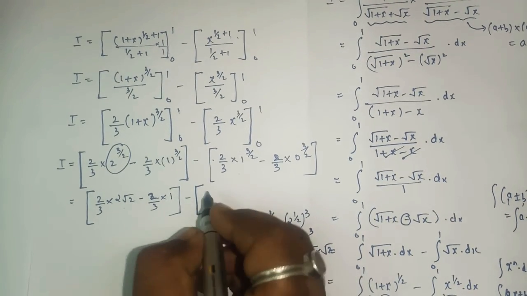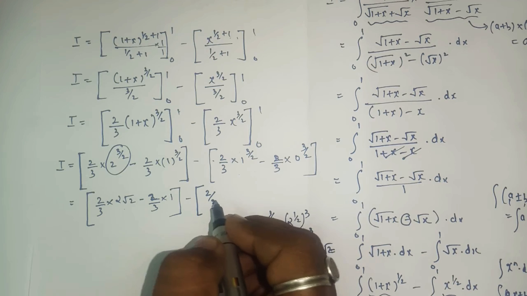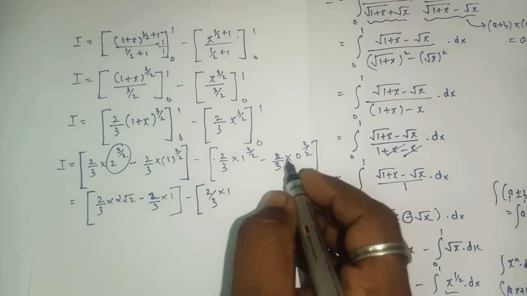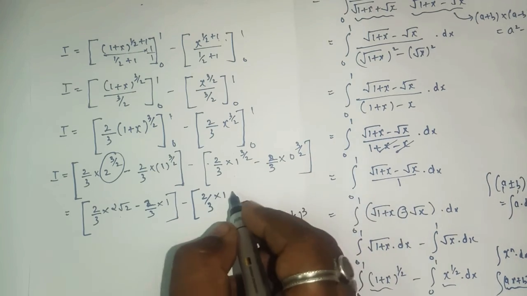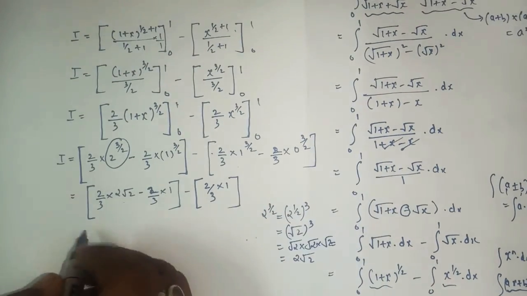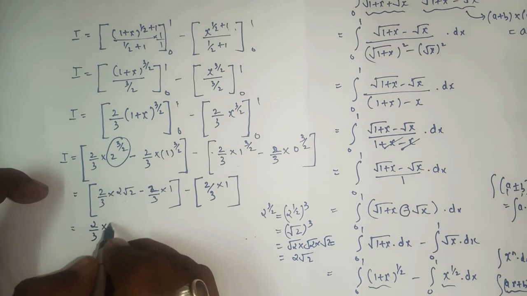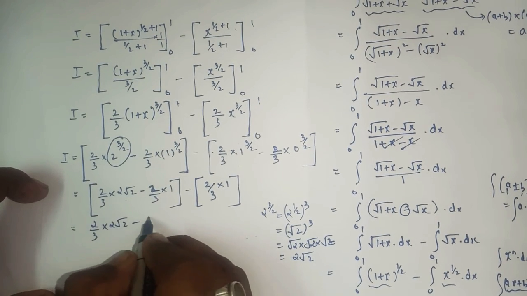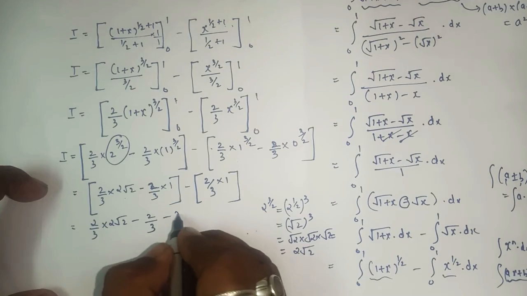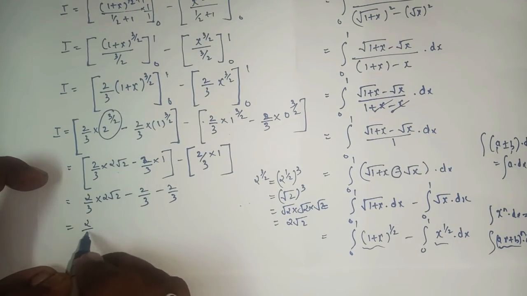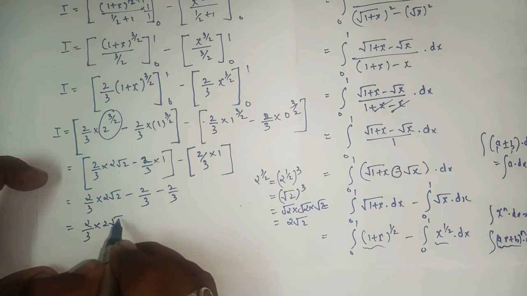Minus 2 by 3, this will be 1 only, and this part 0 into a number will be 0. So the next step, this will be 2 upon 3 into 2 root 2 minus 2 upon 3 minus 2 upon 3. Understood? So the next step, 2 upon 3 into 2 root 2.